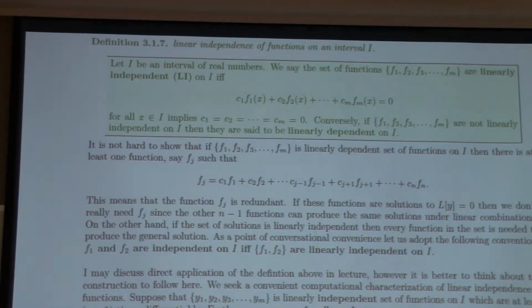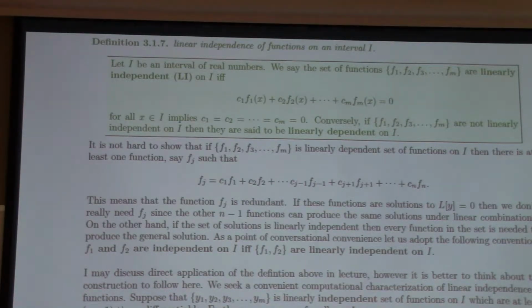Okay, so it's useful though, of course, because you don't have to do these kinds of boring algebraic arguments. It's useful if we can find some other criteria to ascertain when a given set of functions is linearly independent, right?